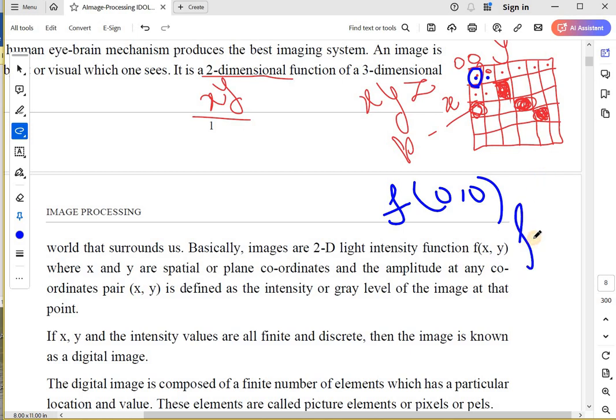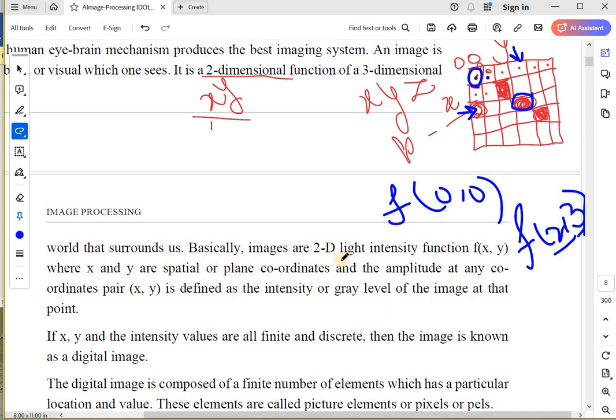When I say f of 2, 3, I am pointing to row number 2 and column number 3. So which is my row number 2? This is my row number 2. Which is my column number 3? This is my column number 3. Remember, the numbering starts from 0. So 0, 1, 2, 3. 0, 1, 2. So which will be the pixel that I am interested in? This. Getting it?